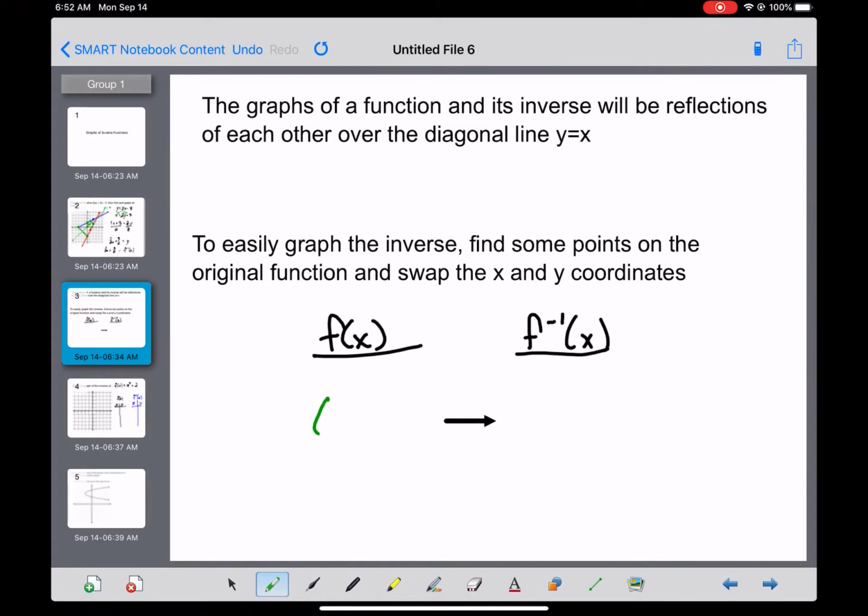So our point would go from the coordinate x, y on the original function to y, x on the new function. Or a little bit more concrete example, if I had a point at 3, 4 on my original function, there would be a point on the inverse at the point 4, 3. Just like with finding the actual function, all we have to do is swap x and y. So let's just try a couple more examples here.